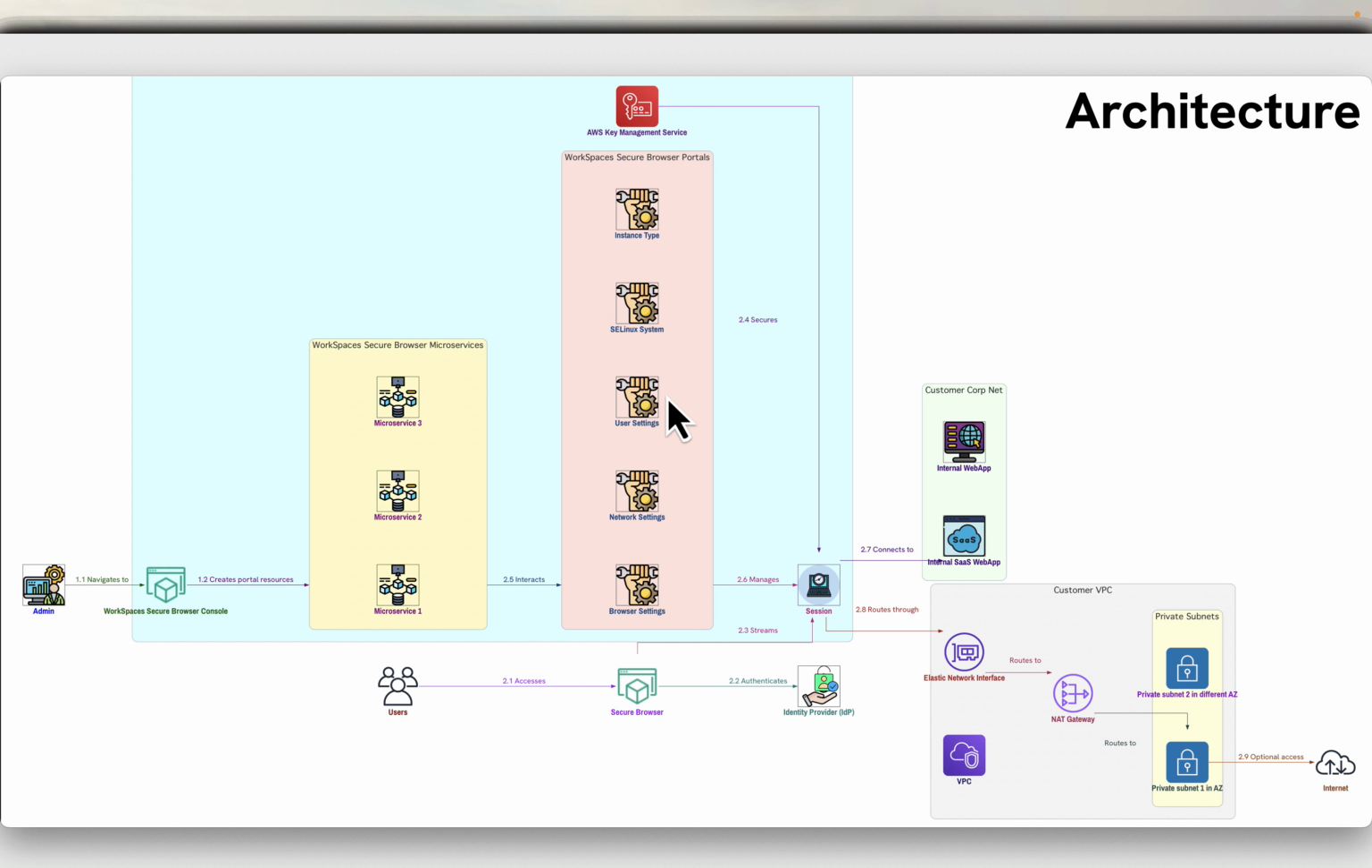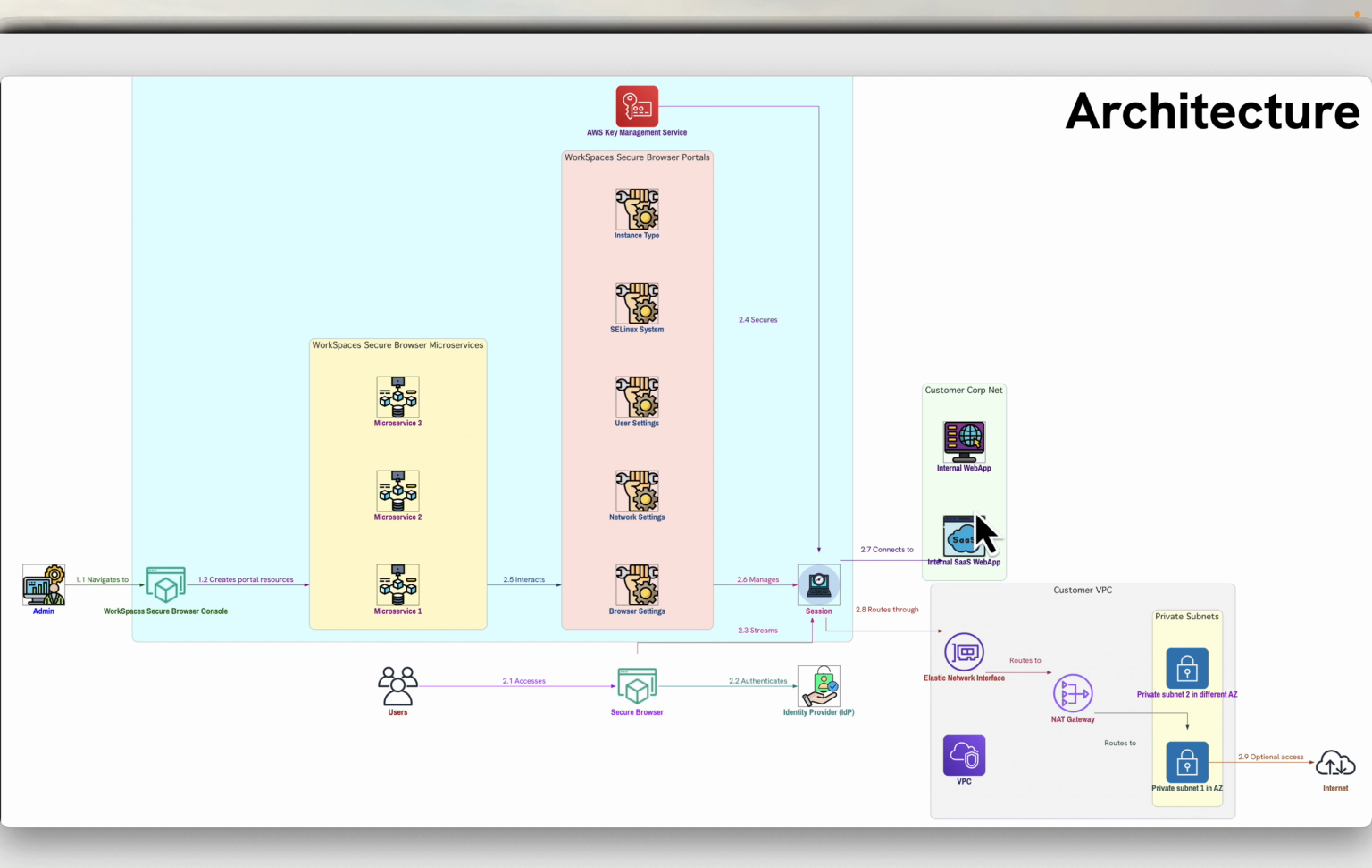Security is the key, which we'll see now. AWS Key Management Service secures the user session, so this will be secured by KMS, and then the identity provider handles the user authentication. Users come here and authenticate, and if successful, they will be given a session. In the typical workflow, the admin navigates to the console and creates the portal resources for what they want to expose, and the user accesses the portal URL and authenticates. The browser then streams the session data to the user. This session interacts with the microservices and portal.